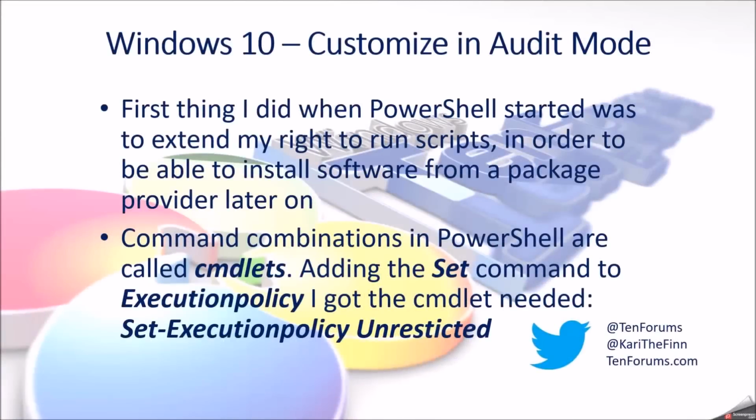The first thing I did when PowerShell started was to extend my right to run scripts in order to be able to install software from a package provider later on. Command combinations in PowerShell are called cmdlets. Adding the Set command to ExecutionPolicy, I got the cmdlet needed: Set-ExecutionPolicy Unrestricted.